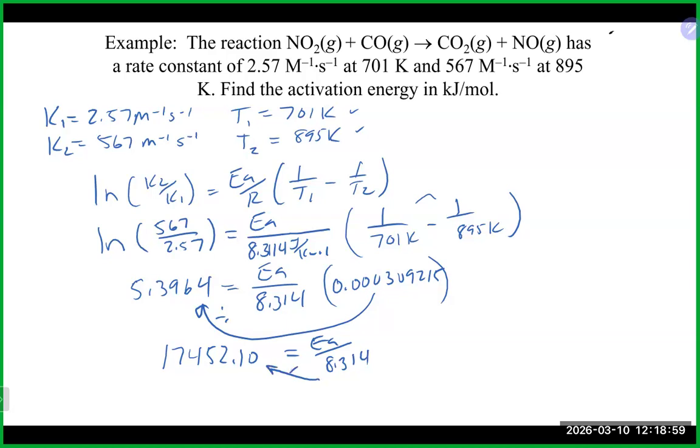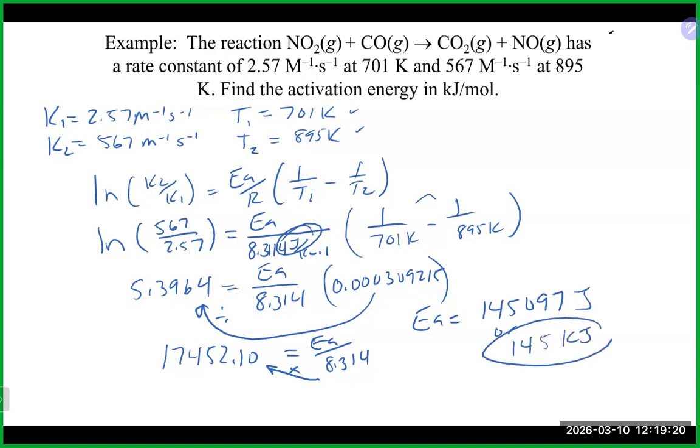Obviously, the last thing to do there is multiply that to the other side. And that's going to give us an E of A which is about 145,097. These are going to be joules based off of the joules that was in our R in this case. Divided by 1,000 gets you about 145 kilojoules in this case.